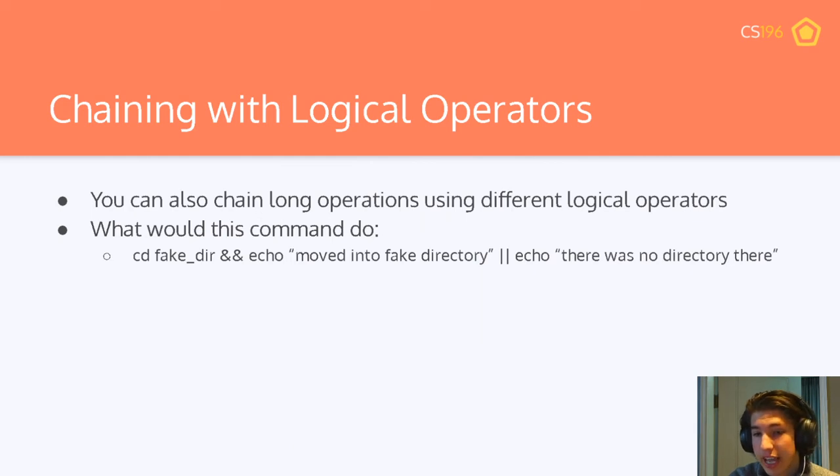You can chain these together. And so what we can do is try to cd into a fake directory and then echo moved into a fake directory. And if this entire thing fails, or if something in this entire thing fails, then we'll echo that there's no directory. And so you can get really complex with pairing these double ampersands and pipes up. You can have these really complicated lines that set up your entire development environment for you, have error handling, all sorts of stuff. It's very helpful for automating things.